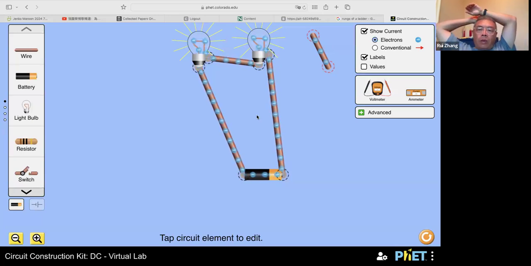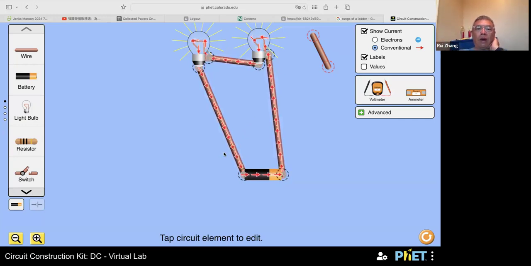So what do we mean by connection in series? What is shown here is the motion of electrons. You can also choose to show the motion of the current. The current represents the motion of positive charges, so it's opposite to the motion of electrons.